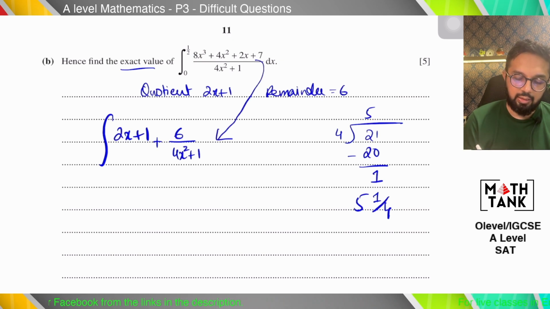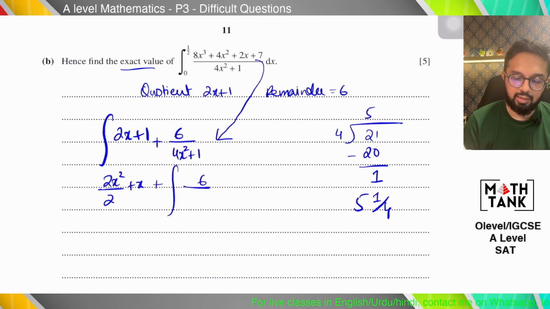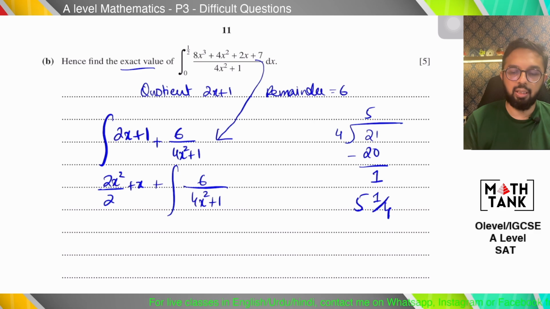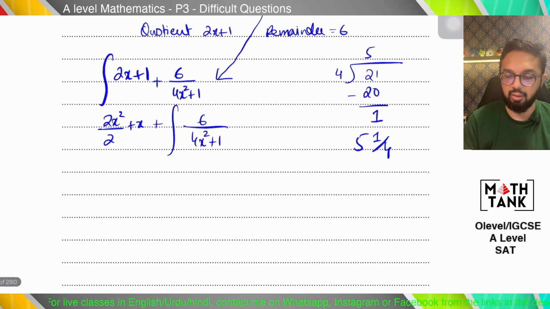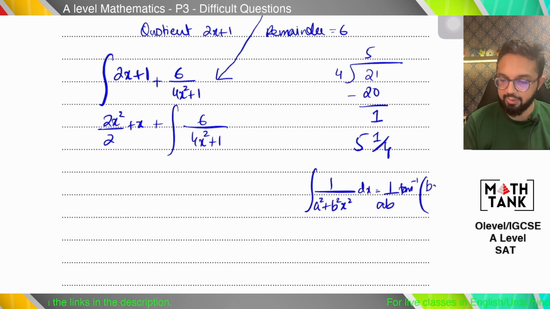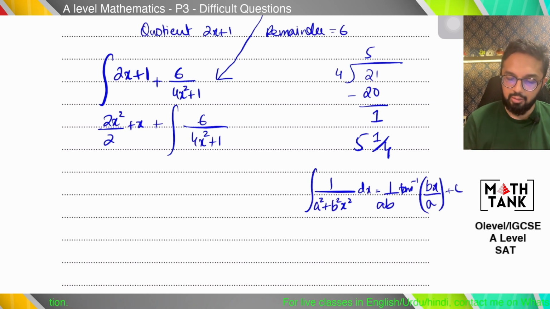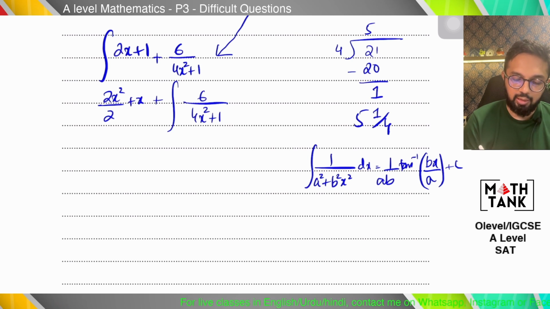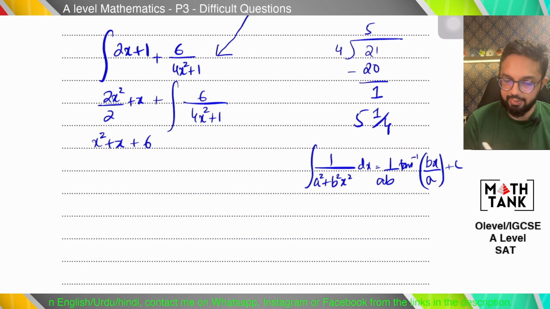Then I can integrate simply 2x squared divided by 2 plus x. Now, what integration is this? Let's think about that. There is an x squared in the denominator, and this resembles the tan inverse integration that you've done. If you have 1 over a square plus b square x squared dx, it integrates to 1 over ab tan inverse of bx over a plus c. That's the integration that I'm appealing to right now. I get x squared plus x plus 6 times 1 over ab. 4 a squared is 4, so a is 2 and b is 1.